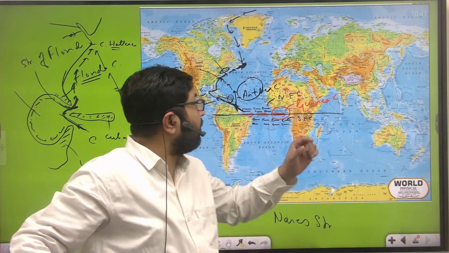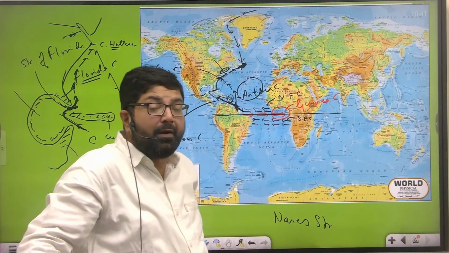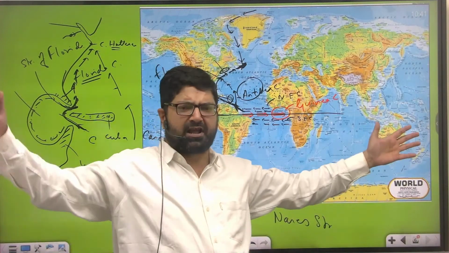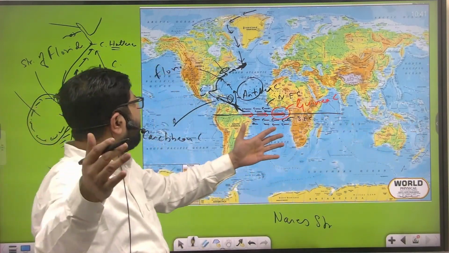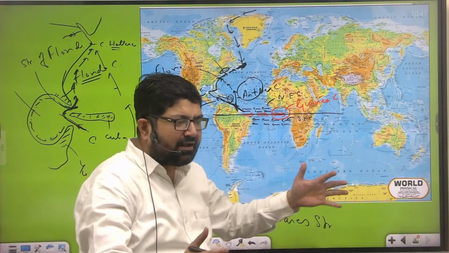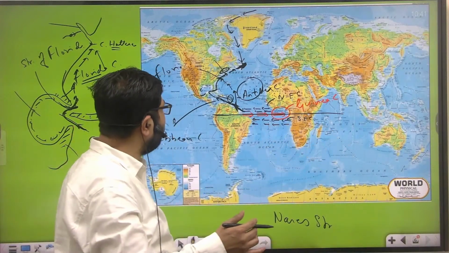The movement of the Labrador current is tracked by floating icebergs. It brings big icebergs along with it, that hamper navigation. It is the floating icebergs that determine the direction of the Labrador current.